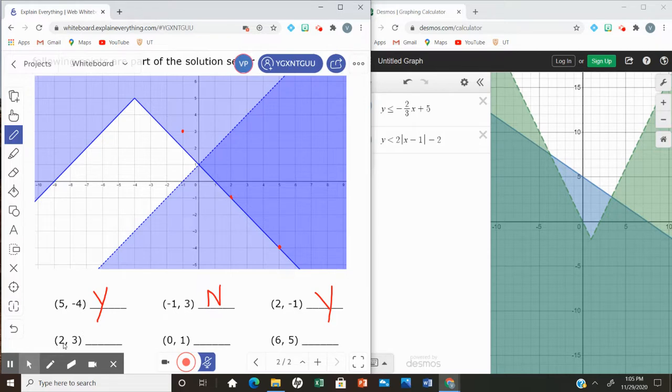Okay, let's test the second row here. 2, +3 falls on a dotted line in the solution set, and that one is a no. And let's test the point 0, 1. 0, 1 falls on the intersection of both the solid and the dotted line. So it does work for the absolute value inequality, but not for the linear inequality. So this one is a no. And the point 6, 5 is a yes.